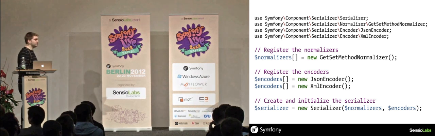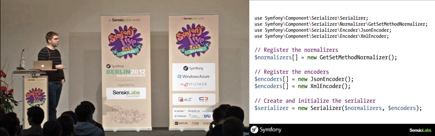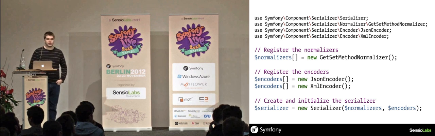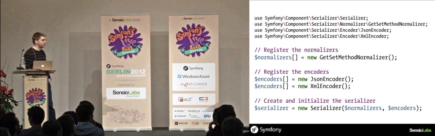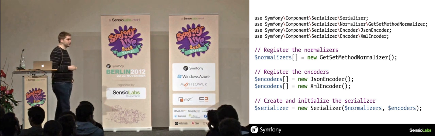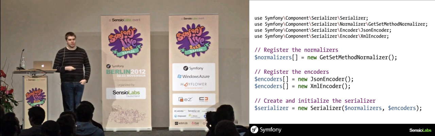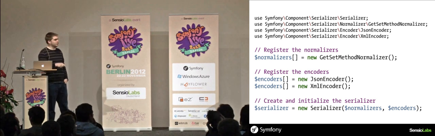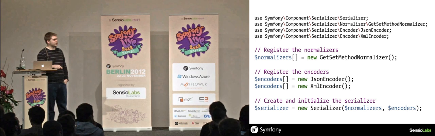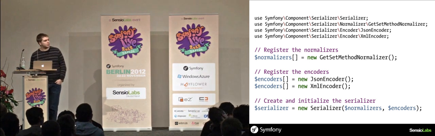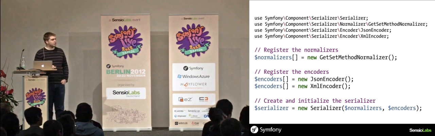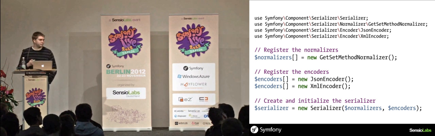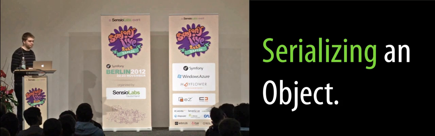Then you have to specify the list of encoders. By default, it supports the JSON encoder and the XML encoder. And then you create your serializer objects. You just pass the list of normalizers and encoders. These two sets of objects both implement: this one implements both the normalizer interface and denormalizer interface, and these ones implement both the encoder interface and decoder interface.